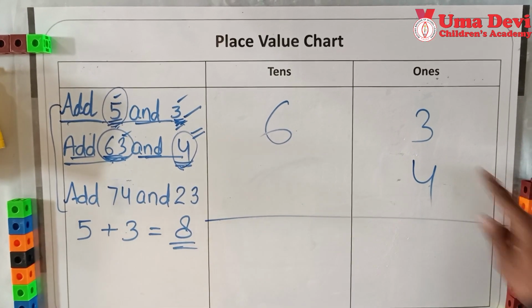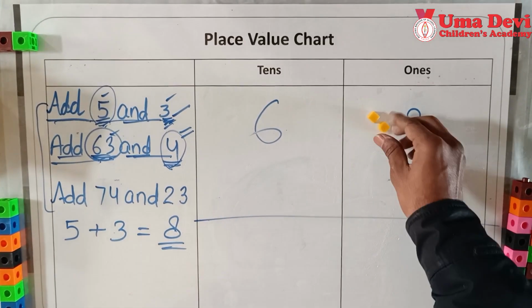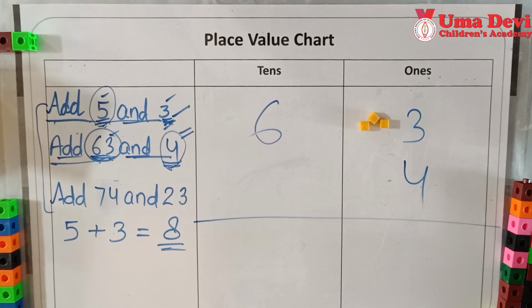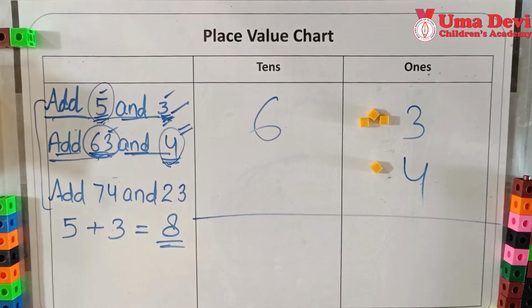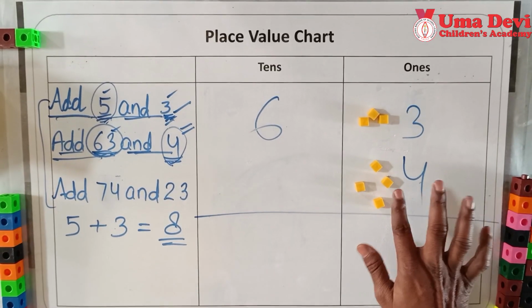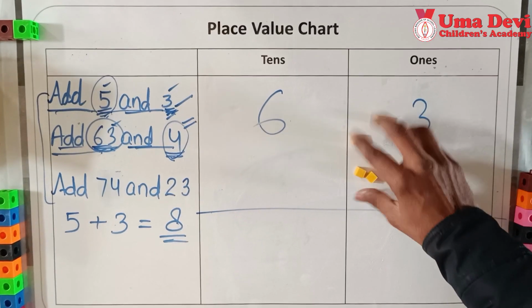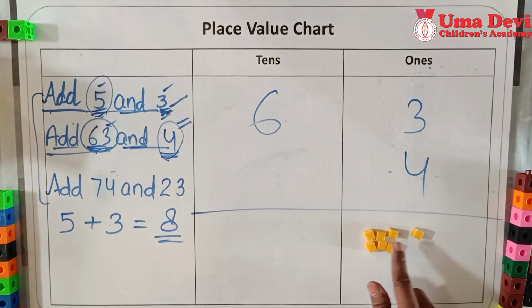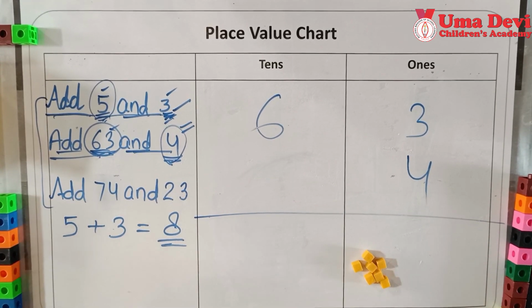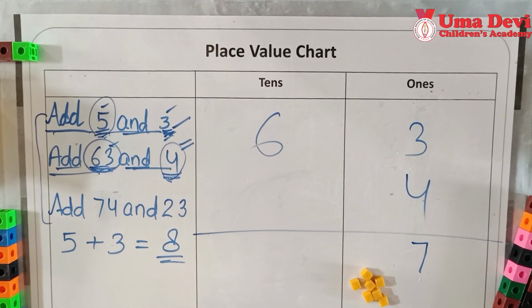So look here, for this 3 I am putting here 3 ones, 1, 2, 3, right? For this 4 I am putting here 4 ones, 1, 2, 3 and 4, right? Means 4 and 3. Now count this together. We combine this: 1, 2, 3, 4, 5, 6 and 7. We got 7. So how much will we write here? We will write here 7.